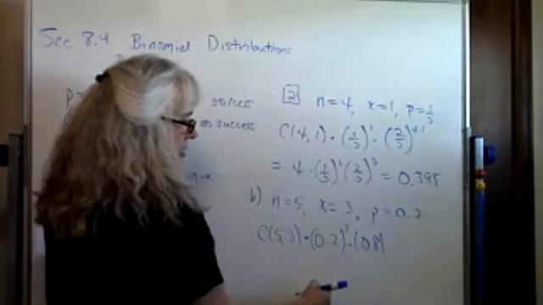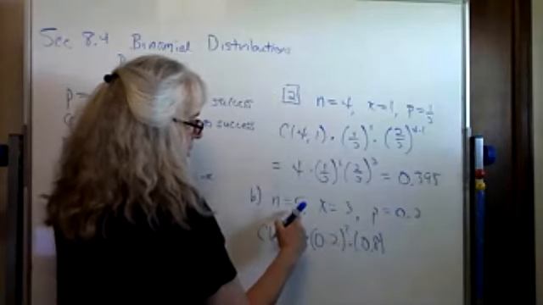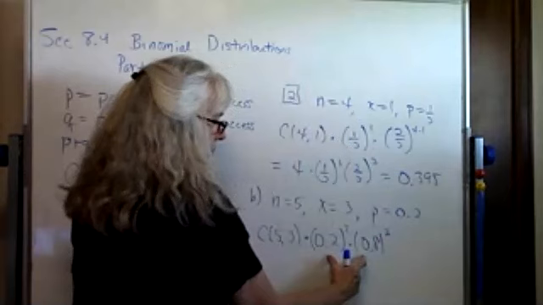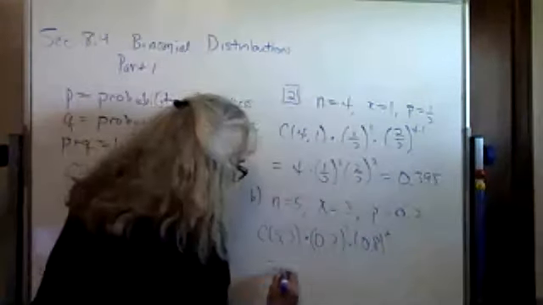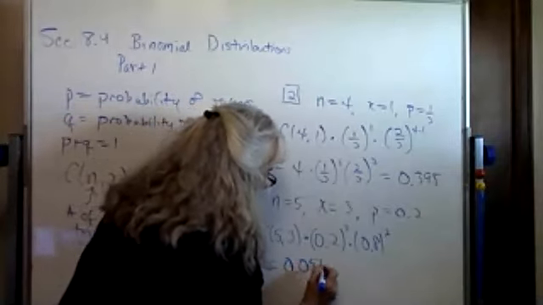To find Q, I just take 1 minus 0.2. And to find the exponent on this, I'm just going to take the difference between the 5 and the 3, which is 2. So again, the base numbers have to add to 1, and the two exponents have to add to n. Number crunching that through the calculator should give you 0.0512.